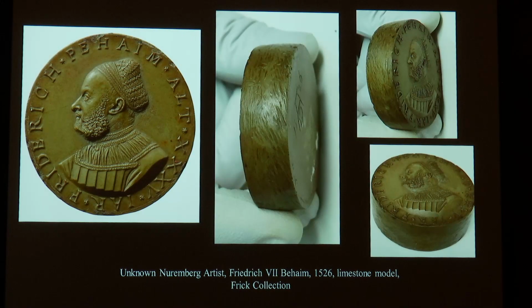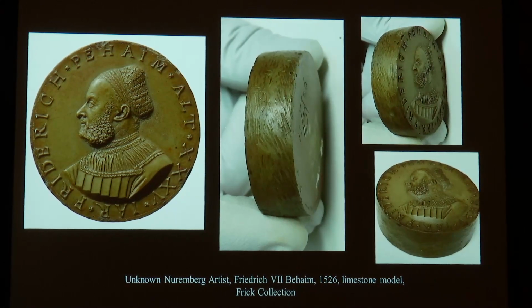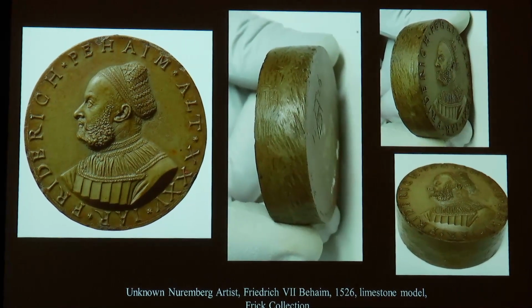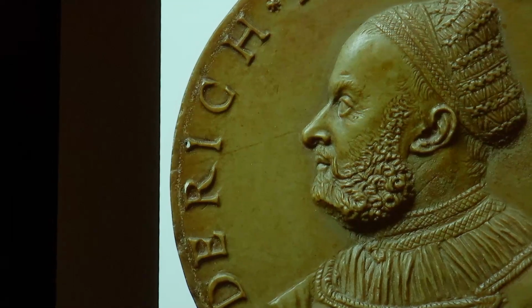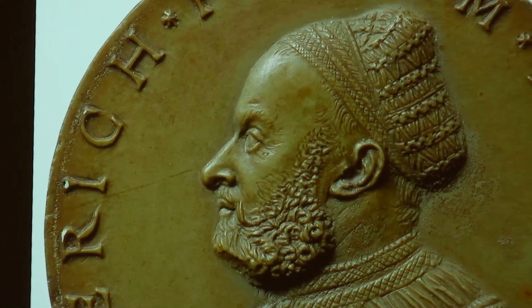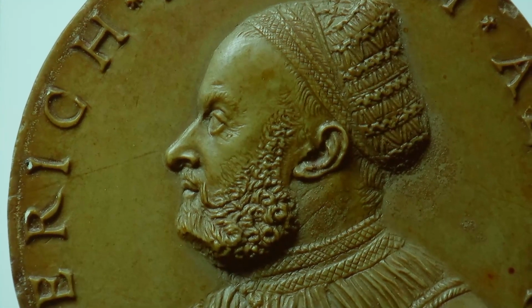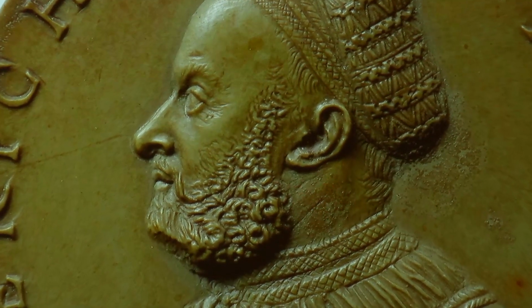The limestone model for the 1526 medal of Friedrich Beheim is an ideal example of what the stone made possible. The unknown Nuremberg carver incised the profile portrait of the sitter, accentuating the line of his nose and high forehead, curls of his beard, ornamentation of his hairnet, and the folds of his collar and mantle. Most remarkably, however, he captured the wrinkles in his neck, on his cheek, and around his eyes. And I think that some of these lines are truly astounding.